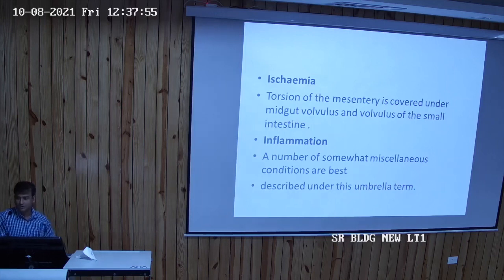Other than the solid organ injuries, which are liver and spleen, which are very common, the other thing is ischemia of the mesentery. Ischemia of mesentery, if it involves the mesenteric vessel, causes gangrene of the gut. In this condition, we have to remove the part of the gut which is gangrenous, so resection of gut is required.